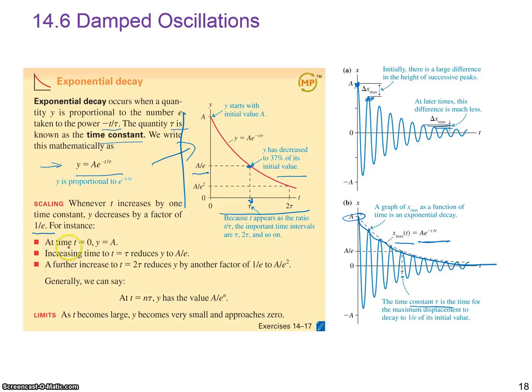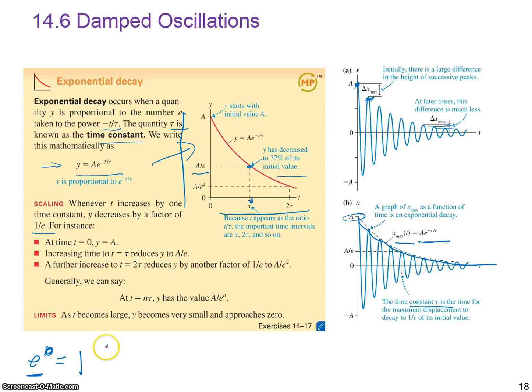If you look at the bullets here, at t equals 0, y equals A. If t equals 0, we have e to the 0 power. Remember e is just a number, 2.718, and any number raised to a 0 power is 1. So if t equals 0, the exponent is 0, and the y value is simply A. As time increases and it reaches tau, when t equals tau, it says y is reduced to A over e.